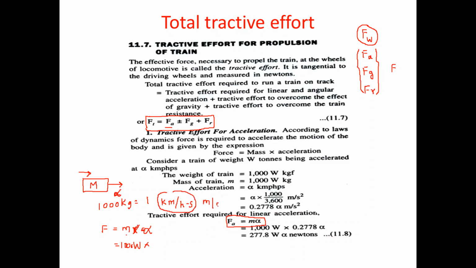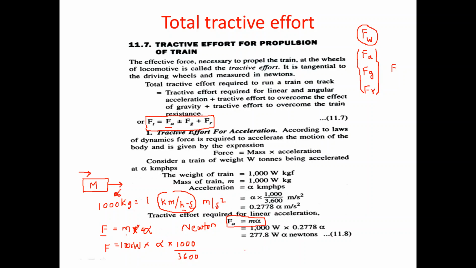We want this acceleration in meter per second square, so that the F we get is in terms of Newton. To have the unit Newton, the acceleration needs to be converted into meter per second square, but alpha is given in kilometer per hour per second. So we multiply alpha by 1000 to convert kilometer to meter, divided by 3600 to convert hour to seconds, and the second that is already there remains, so it becomes second square. This is the equation we have to use.